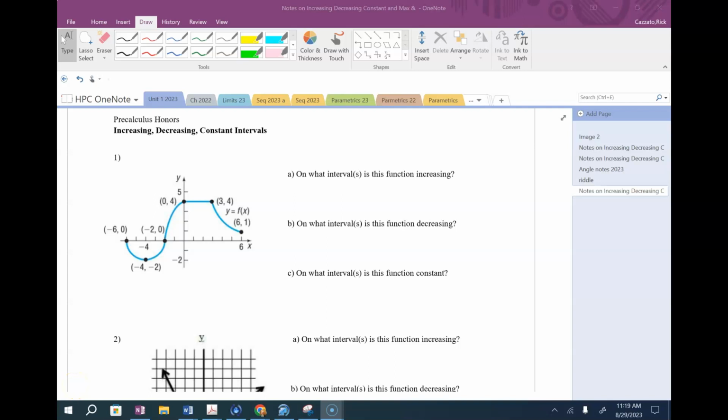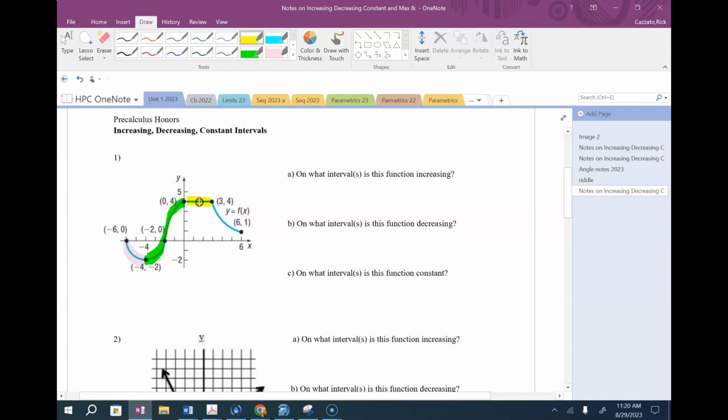Hello, pre-calculus students. Today's learning target is to talk about increasing and decreasing in constant intervals. So if you look at the first problem, I'm going to highlight this in pink. So we did this in class. So the pink section here, we would say is decreasing because the graph is going down or the slope is negative. The green section is increasing.